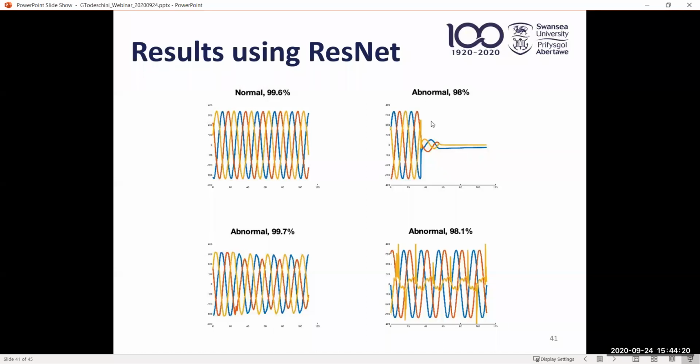Then we already went to the next step, that is to differentiate between different disturbances. So for example, this will be classified as an interruption. This one has a voltage sag, and this one probably has voltage sag, although there are some harmonics as well.